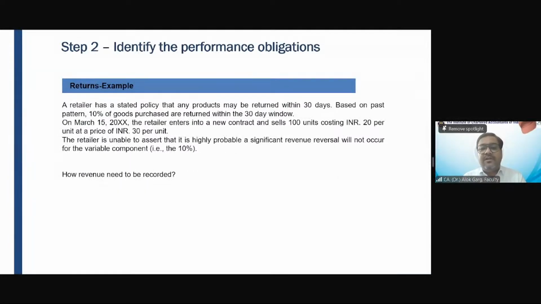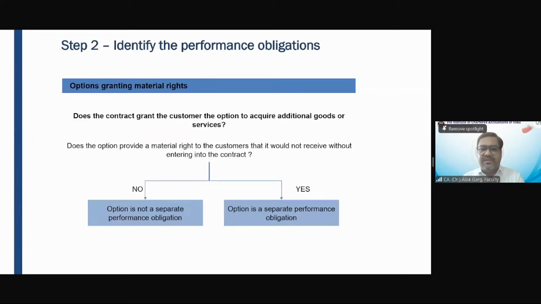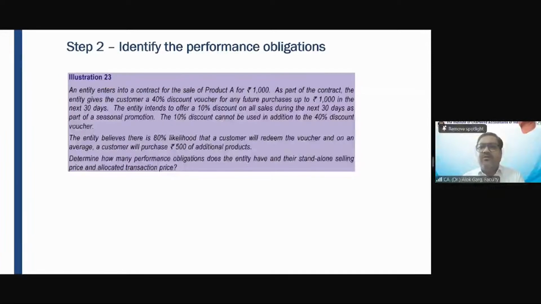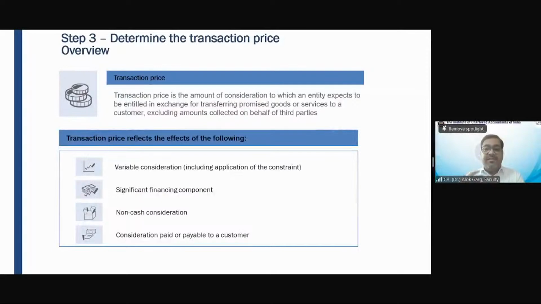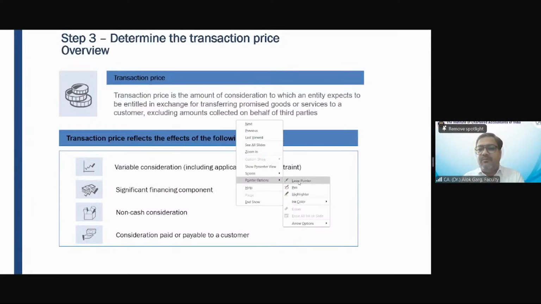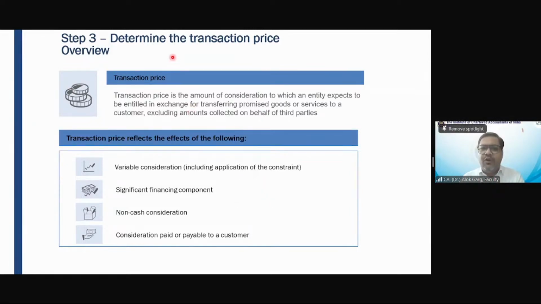While computing the transaction price, we discussed 4 key aspects. Number 1, variable consideration. If there is a variable consideration, how is it accounted? Variable consideration depends upon a future outcome. We discussed examples of bonus, incentive, penalties, volume discount. Students, in those cases, variable consideration is required to be estimated.